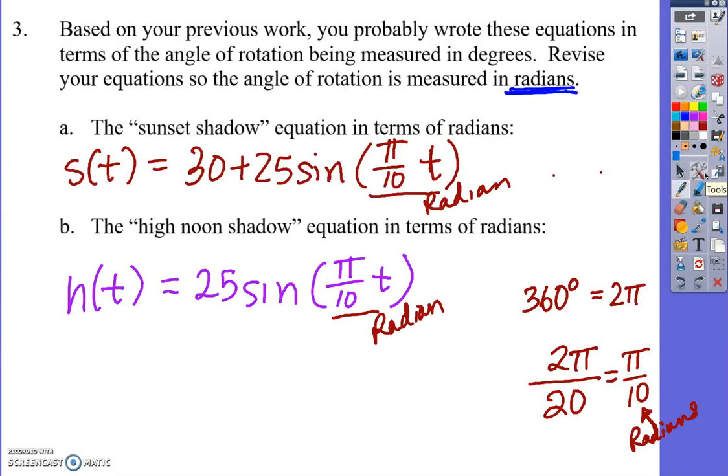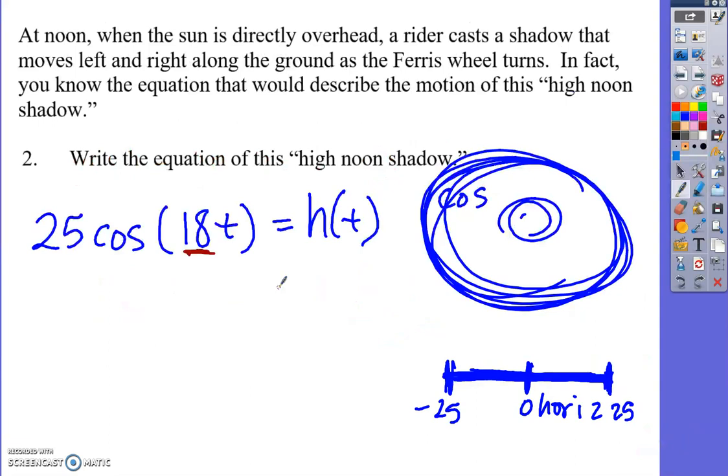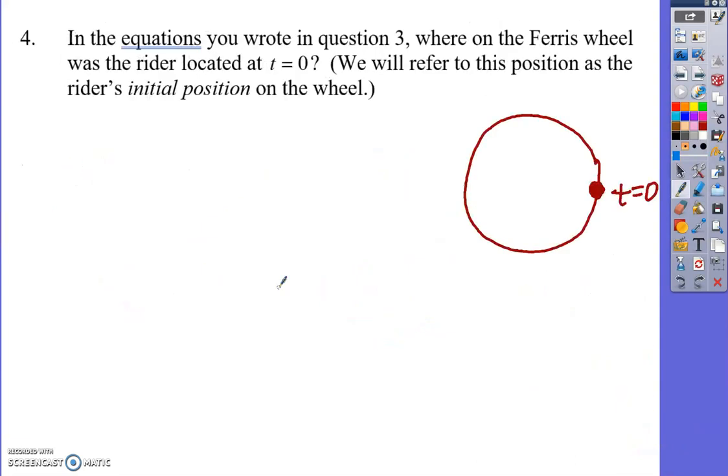So when t is 0, wait, excuse me, I have the second equation wrong. I wrote sine. Cosine, excuse me. So cosine and sine. Okay. And so, where is he? So go ahead and pause and think about that, and I'll be right back with the answer.